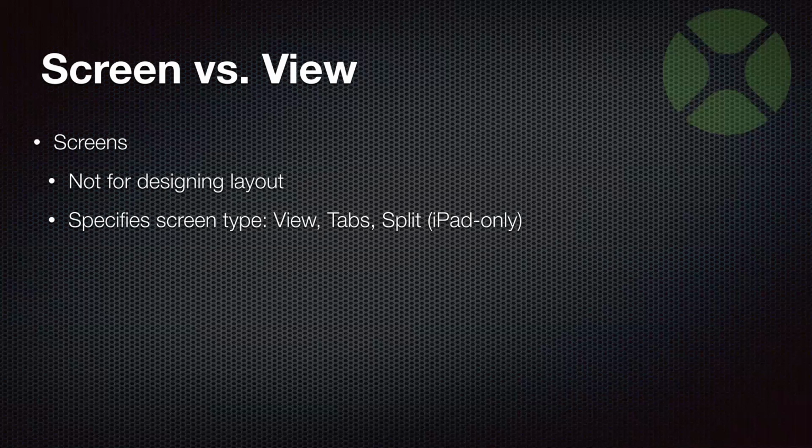But you can also set up tabs so that you can have little tab-ish buttons on the bottom. And as you tap each one, essentially a different view is displayed. So in that case, your screen type would be tabs. And then on iPad, you can also set up a screen type of split. And this allows you to have a view on the left-hand side and a view on the right-hand side. Kind of something you might see if you, say, used Mail in landscape on an iPad.